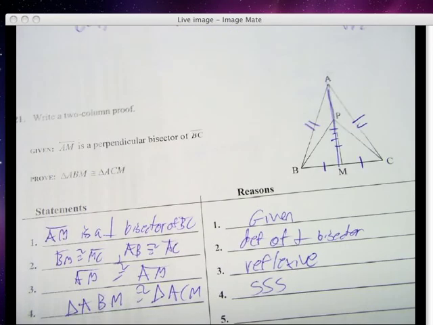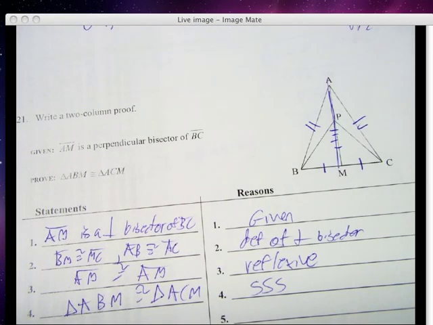21, our proof. We've got the given. BM is congruent to MC, and AB is congruent to AC by definition of perpendicular bisectors. We know that AM is congruent to AM by reflexive, and the triangles are congruent by side, side, side.